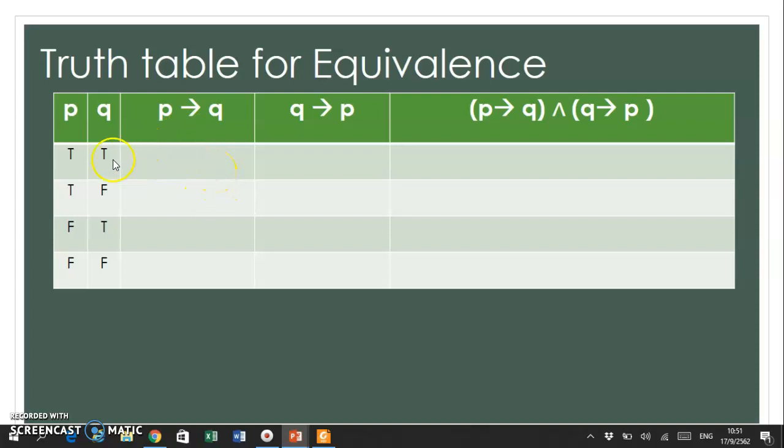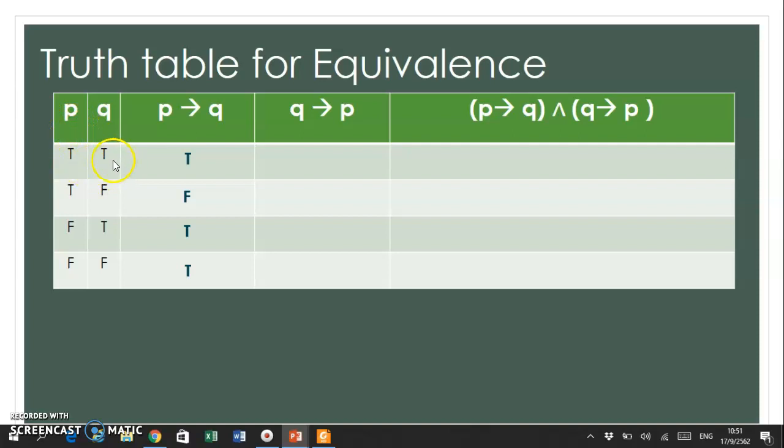So if P, so true, if true, then true, that would be true. If true, then false, well, that would be false. False and true, that would be true. False and false, that would be true. Again, we just looked at these in our implication on the last couple of slides. We're going to reverse this now. Okay, so instead of going from P to Q, we're going to go from Q to P, right?